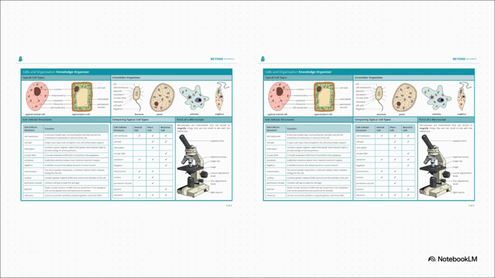The plant cell, for instance, has that rigid outer wall for support, and it's got these green things called chloroplasts. Think of them as tiny solar panels it uses for photosynthesis.